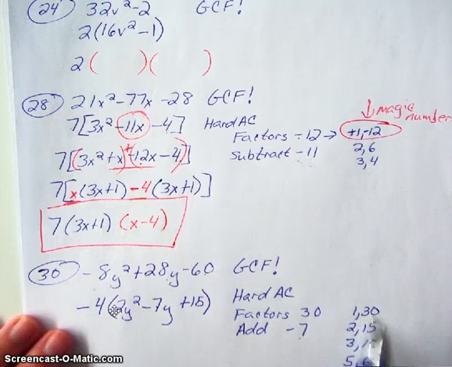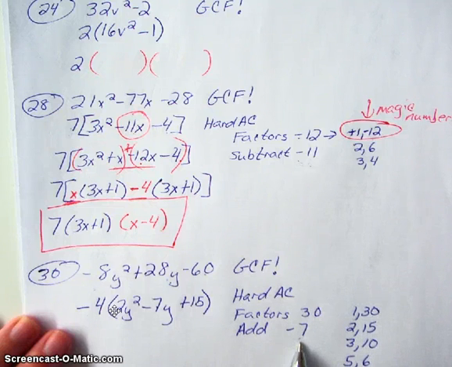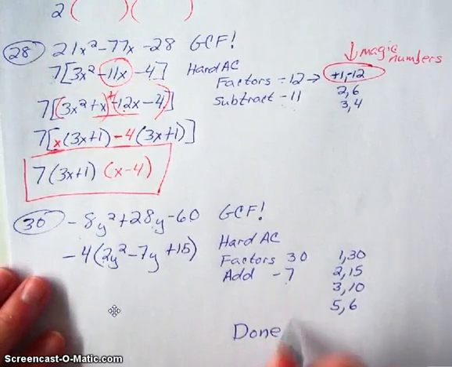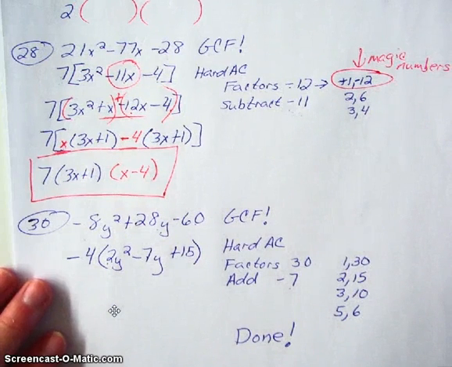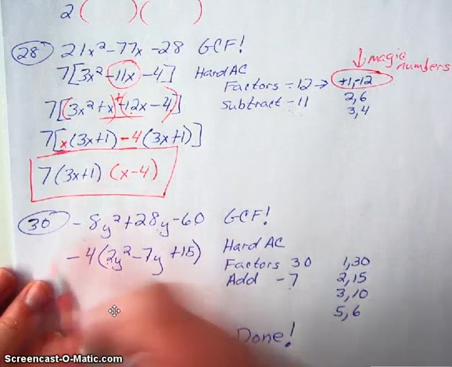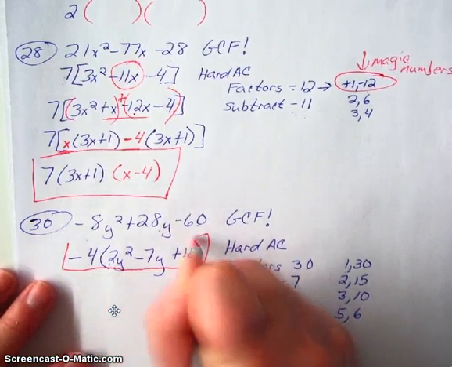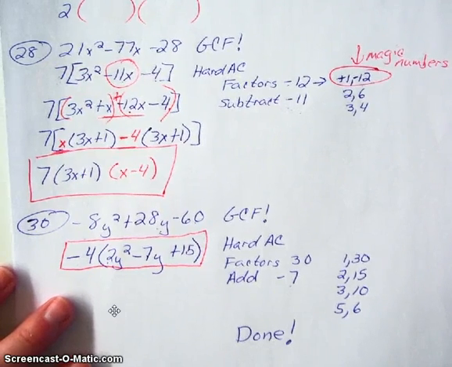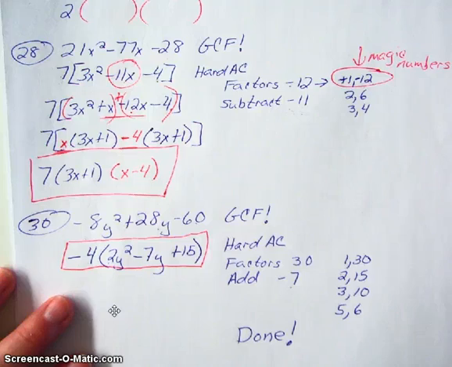1 plus 30 is 31. 2 plus 15 is 17. 3 plus 10 is 13. 5 plus 6 is 11. None of them add to negative 7. So what this tells you is that I cannot factor further. Well, I am done with this problem because there are no magic numbers. All right? Tricky because sometimes you need to know not only which method to use, but when do you keep going and when do you stop.